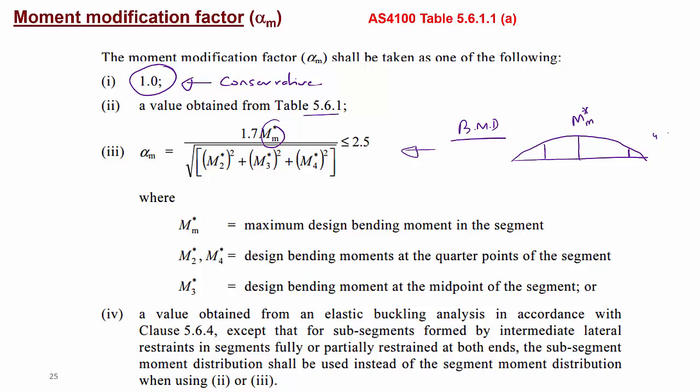So it will be here. It will be here. So the quarter points of the segment will be M star 4, and M star 2 is also here. And M star 3 is the midpoint of the segment. So find out the moments at the quarter point on either side and at the middle point, and that will give you all the three moments that you need to find alpha m from this equation, and it has to be less than 2.5, right? So 2.5 is the maximum allowance given there.